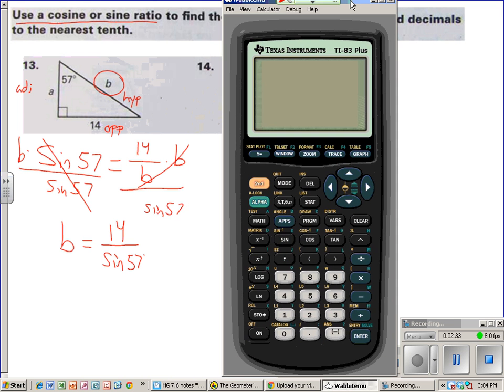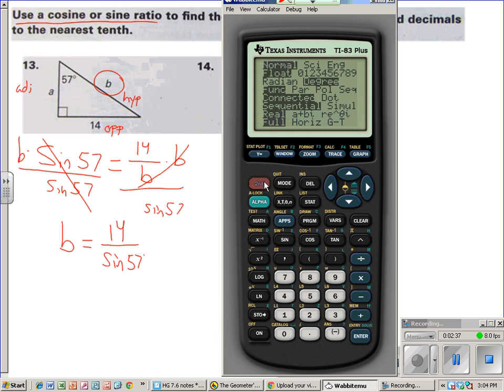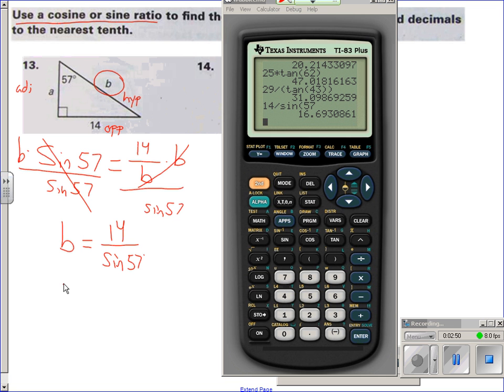That's where the calculator comes in. Turn it on. I'm going to double check, still in degrees. Always check that. 14 divided by, we hit the sine button, which is 2 above the 7 of 57 degrees. Hit enter. Side B is, and it said round to the nearest tenth, so we got 16.7. There's our length for B.